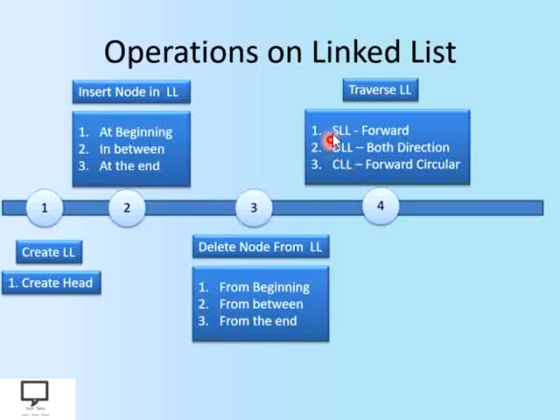I forgot to mention the short names of all these linked lists. SLL stands for singly linked list, DLL stands for doubly linked list, and CLL stands for circular linked list. And the last operation that can be performed on the linked list is searching for a node in a linked list. So these 5 operations we can typically perform on a linked list: create a linked list, insert a node, delete a node, traverse a linked list, and search a node. All these things we will see one by one in my next consecutive videos.